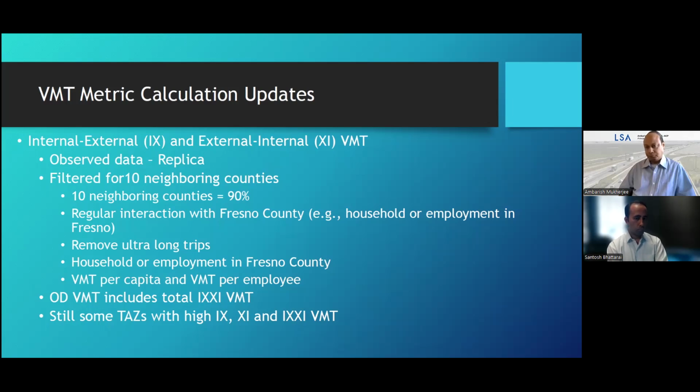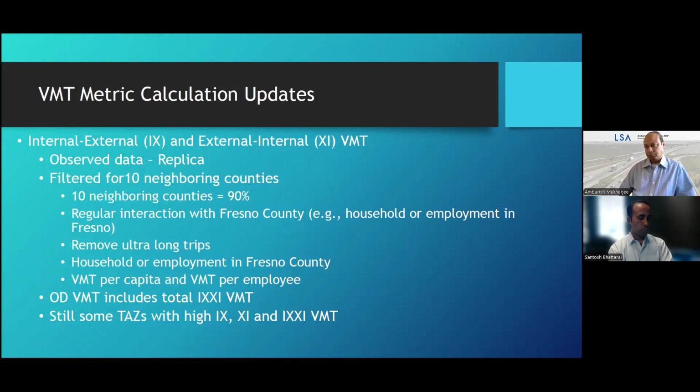One of the big things that we did is, as you can imagine, internal-external data includes all trips coming in and going out of the county. But for modeling purposes and development of VMT metrics, especially VMT per capita and VMT per employee, we did not want to throw in all the trips. We said, okay, which counties will have a regular interaction with Fresno County in terms of household or employment in Fresno County?